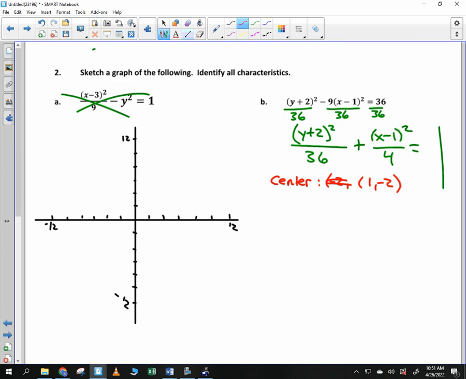Okay, center. We got 1, -2. Over 1 and down 2. All right, that's my center. You tell me what to do next. Make my box. So how many units do I go in the y direction? 6. So I got 2, 4, 6. 2, 4, 6. Then how many units do I go in the x direction? Yeah, 2. So that's just 1 tick mark, isn't it? I make my ghost box.